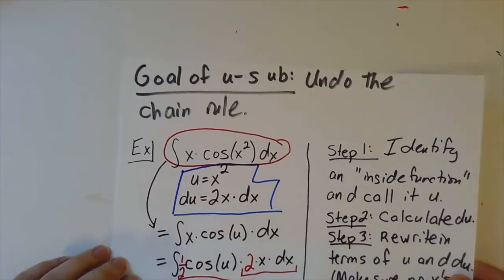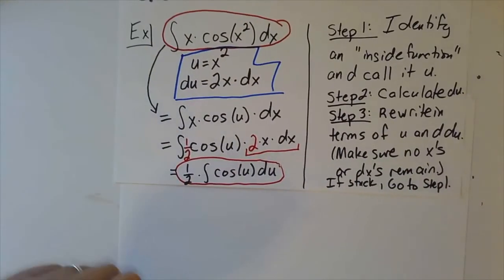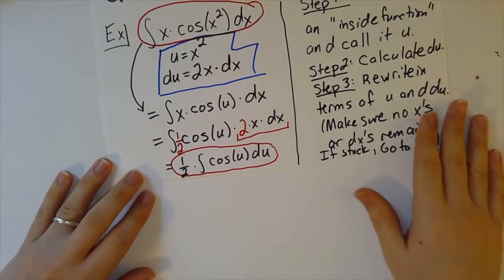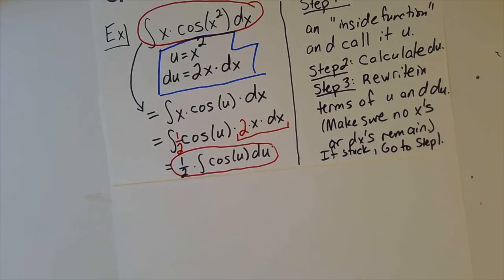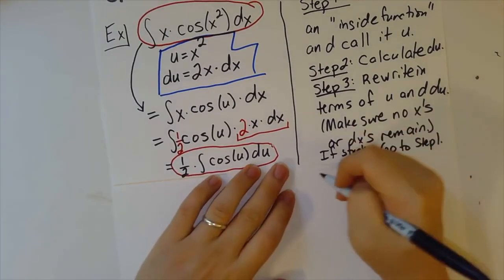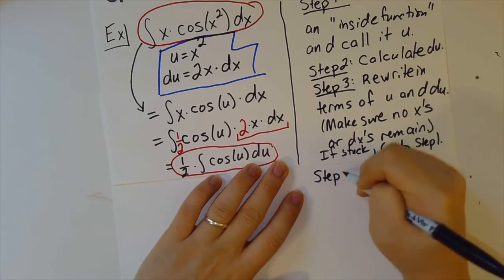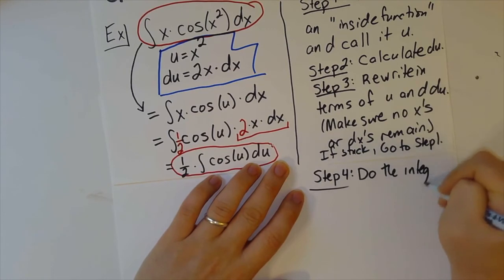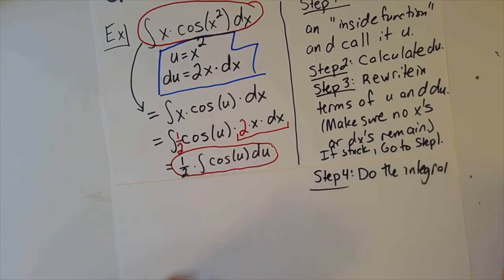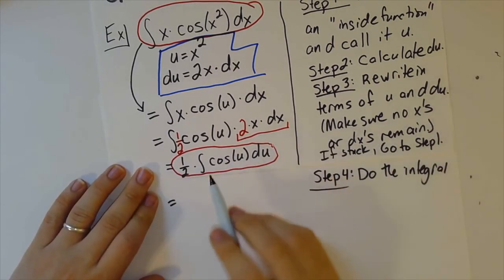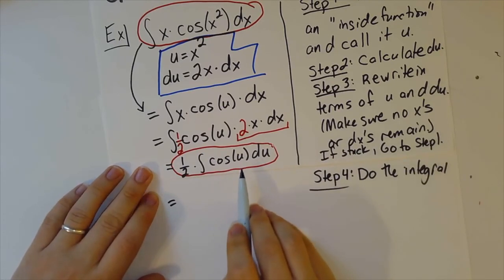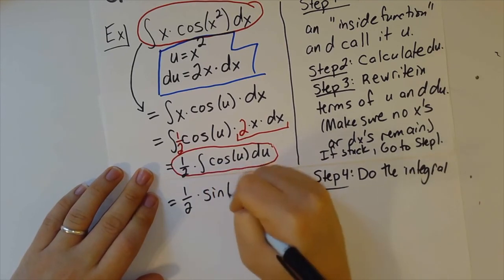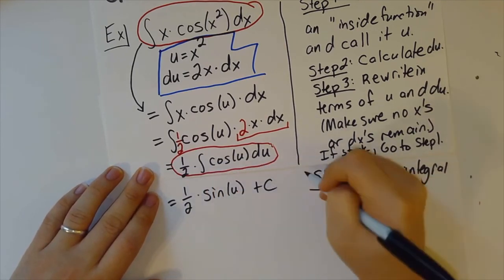So, provided that all works out for you, you get to go to the next step, which I will call step 4. It's not a very creative name, I admit. Step 4 is just do the integral. So the integral of cosine of u, that would be sine of u. This is 1/2 times sine of u plus c.